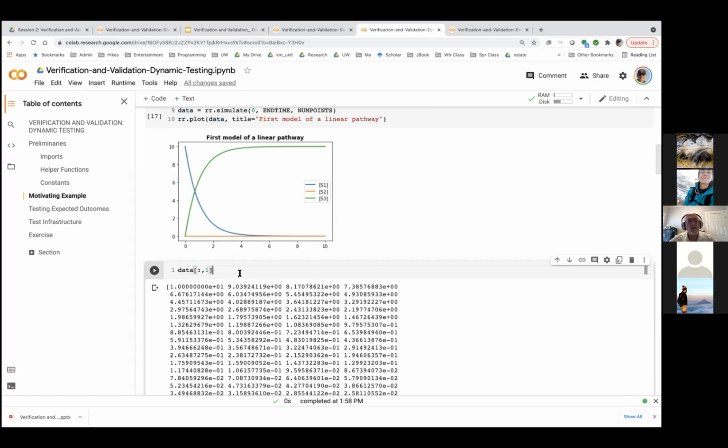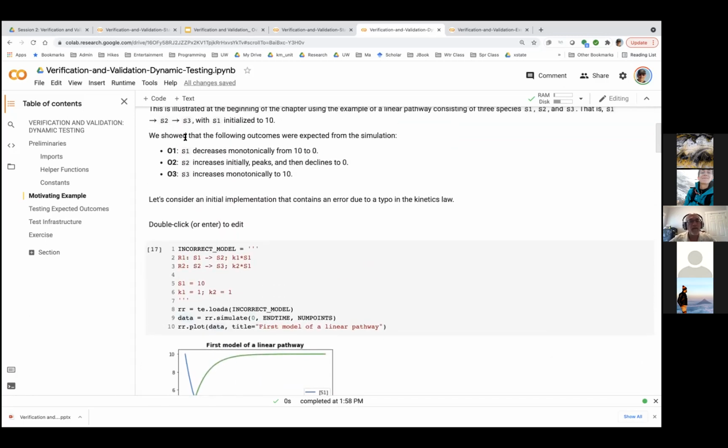And what I want to do is check this property on the vector. Does S1, that vector, decrease monotonically from 10 to 0? That's what I want to check for. So we need code that's going to do that. We have to write that because that's a test we need to provide. Similarly for S3, we'll do the same thing, but we're looking for an increase rather than a decrease. Now, there's sort of a neat trick here.